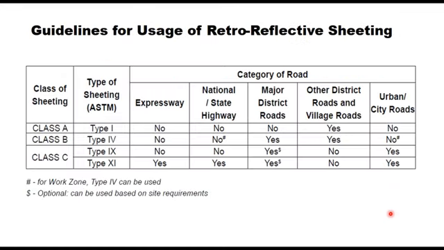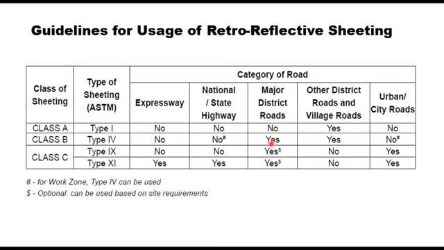IRC 67 provides some guidelines for usage of retroreflective sheeting on different types of roads. It says that Class A sheeting can only be used on other district roads and village roads. Similarly, Class B sheeting, type 4, can be used on major district roads and other district roads. And similarly, type 11 can be used on expressways, national highways or state highways, and it can also be used on major district roads but optional here. On major district roads you can use the cheaper one, that is type 4 sheet of Class B.